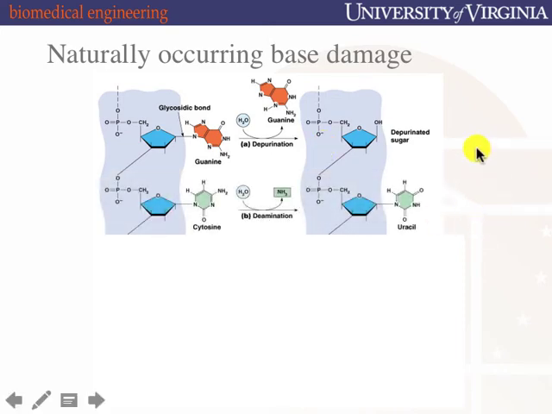Number two is this process known as deamination. This is a process that occurs on cytosines, and it's basically the removal of this amine group to yield uracil. So we're going to convert cytosine into uracil. So now, when we undergo complementary base pairing, instead of having guanine as our complement, now we have thymidine, right?